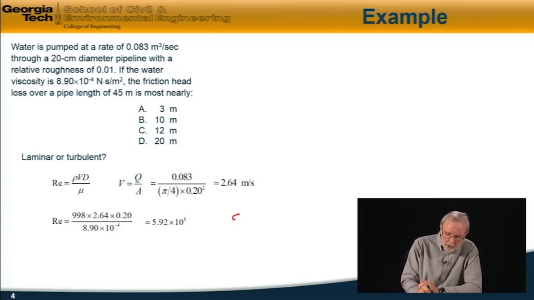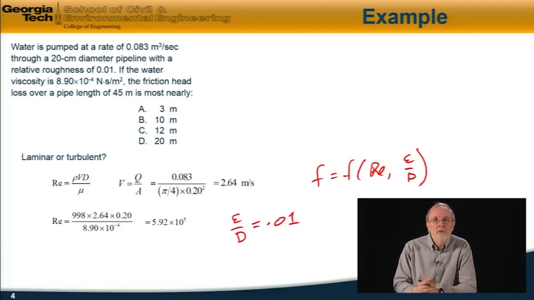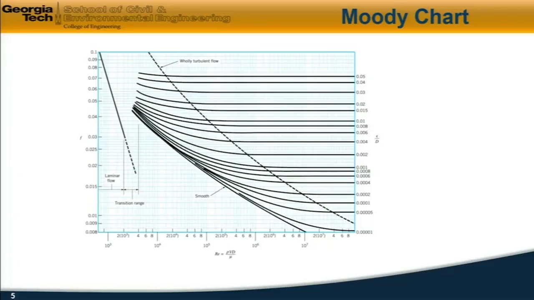The relative roughness we're given, epsilon over d, is 0.01. So now the question is, what is the friction factor, which is a function of epsilon over d, for these two values of Reynolds number and relative roughness? So for this, we turn to the Moody chart here.